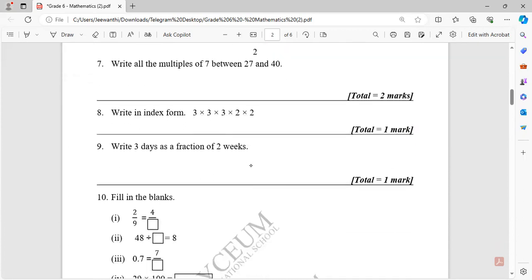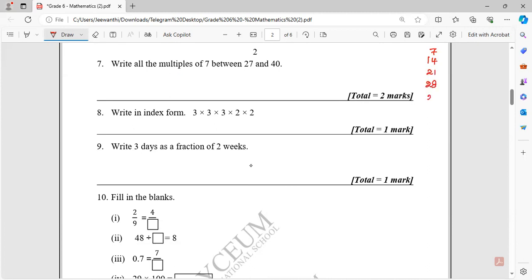Write all the multiples of 7 between 27 and 40. First of all, if you can't get the answer straight away, you just write 7, 14, 21, 28, right? Then 35, 42, I wrote. So between 27 and 40, are we going to consider them? Here 27 and 40 are not multiples of 7, therefore those two numbers will not be considered.